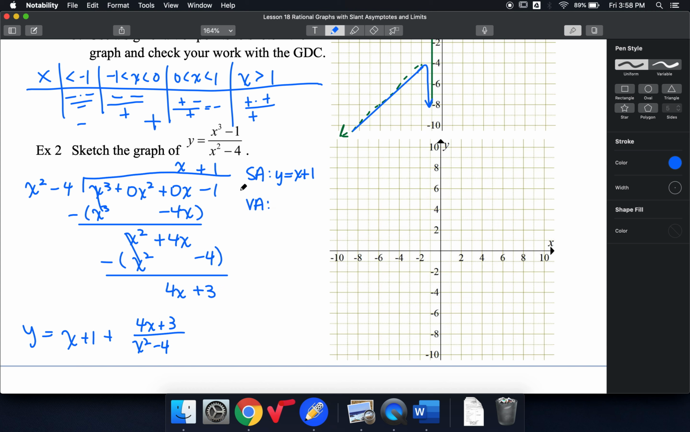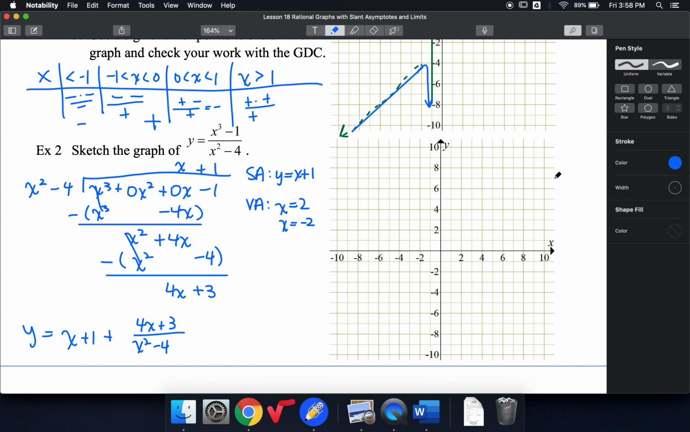My vertical asymptotes are where the denominator equals 0. I know that factors into x plus 2, x minus 2. So x equals 2 and x equals negative 2 give me some vertical asymptotes. The numerator also was a difference of cubes, so it factored into x minus 1 times x squared plus x plus 1, but nothing canceled, so it doesn't really matter that that factors.